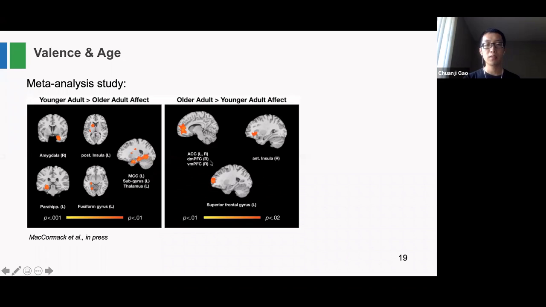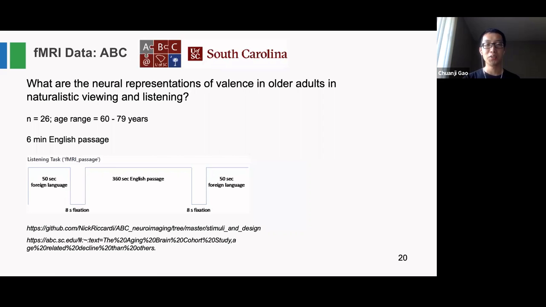But most of the previous studies focused on stimuli that are not that naturalistic. So here we are using the ABC data, which is more naturalistic. It's still an experimental setting, but it's more naturalistic compared to some of the typical stimuli used in prior literature. In this experiment, there are narratives, 60 minutes of English passages. The participants are older adults, 60 to 80 years old, and they listen to the passages in the scanner.